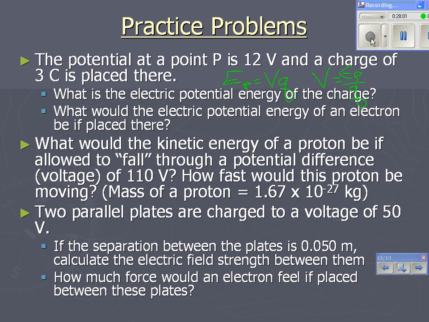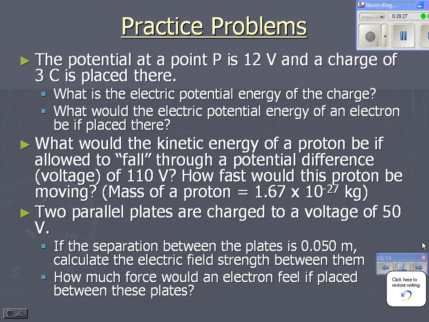What would the kinetic energy of a proton be if it was allowed to fall through a potential difference of 110 volts? How would you figure that out? Oh, it would just be all the voltage going into kinetic. But would it be the voltage releasing? Yeah. So you take 110 times what? Charge of a proton, if we're talking about a proton, the elementary charge, which is the same as the charge of an electron. Please remember that. Proton, electron, same charge.